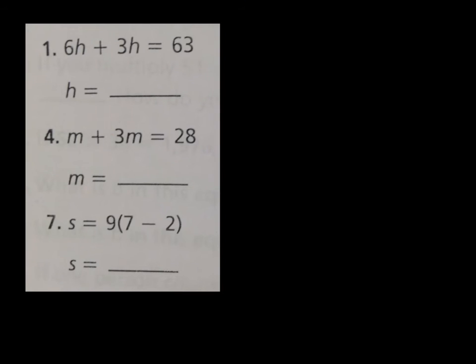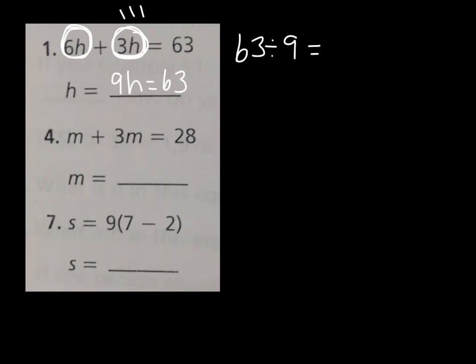Now we're taking these algebraic chains again, and we have 6 H's plus 3 H's gives us a total of 6, 7, 8, 9. 9 H's equals 63. So I can either do my count bys of 9, or I can say 63 divided by 9, or I can say 9 times what equals 63. No matter what you do, we get 7. So in this case, H equals 7.